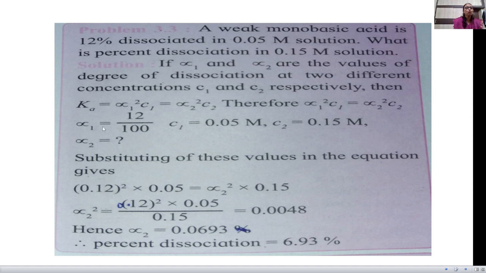Alpha 1 equal to, here percent dissociation is 12%. From percent dissociation, alpha can be calculated by dividing it by 100. Hence alpha 1 equal to 12 divided by 100. C1 equal to here given 0.05 molar. C2 given 0.15 molar. And we have to calculate alpha 2. Then the value of alpha 1 is 0.12. 12 divided by 100 means 0.12. Substituting these values in the equation.